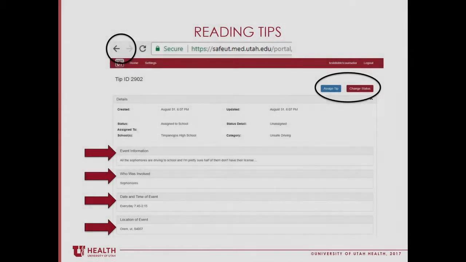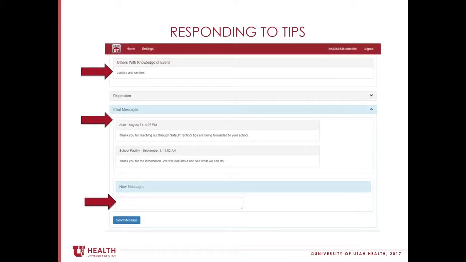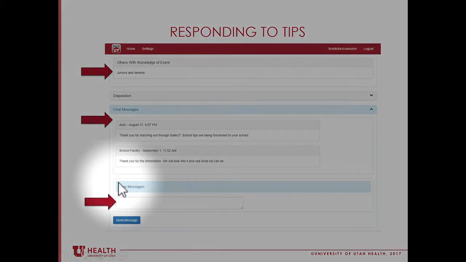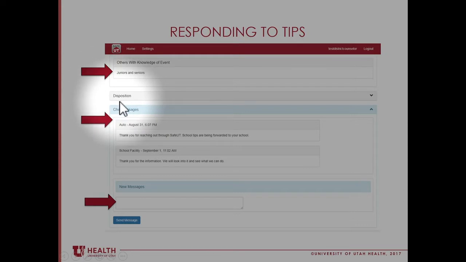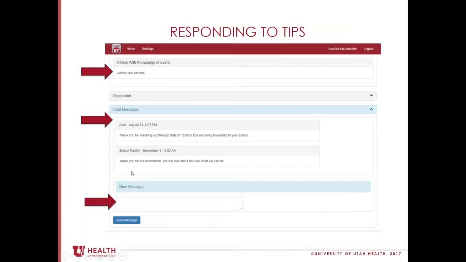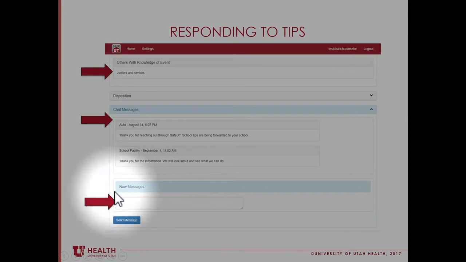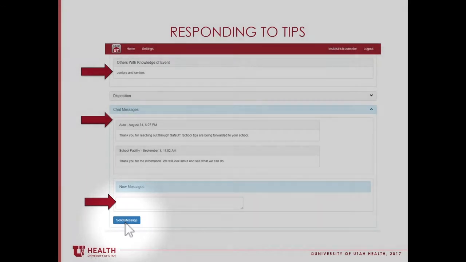Then if you scroll down, you'll see who else had knowledge of the event, the disposition tab, which you will be able to type in as soon as that is up and running. That should be soon. And then the chat messages, and that will be anything that my staff submit to the student as they dialogue back and forth. If it's something that's more serious, where intervention was needed, you'll be able to see all of that dialogue right here. Then once you receive the tip, if you need more information from the student, you type in here where it says new messages, hit send message. That way you can also dialogue with the student as needed.